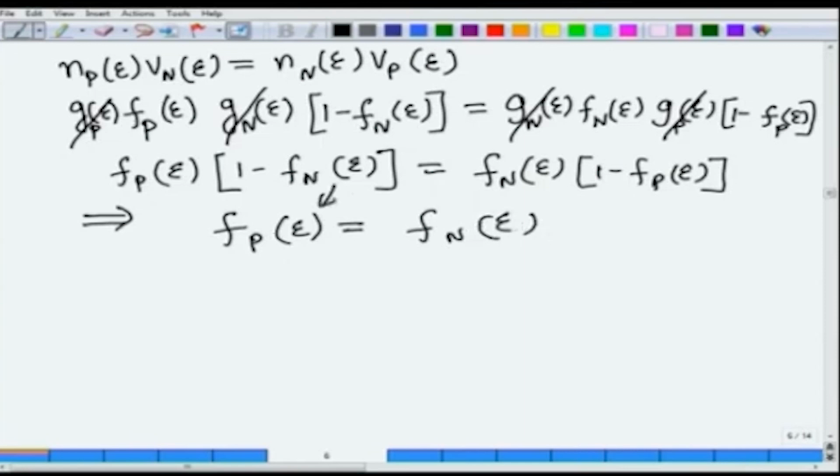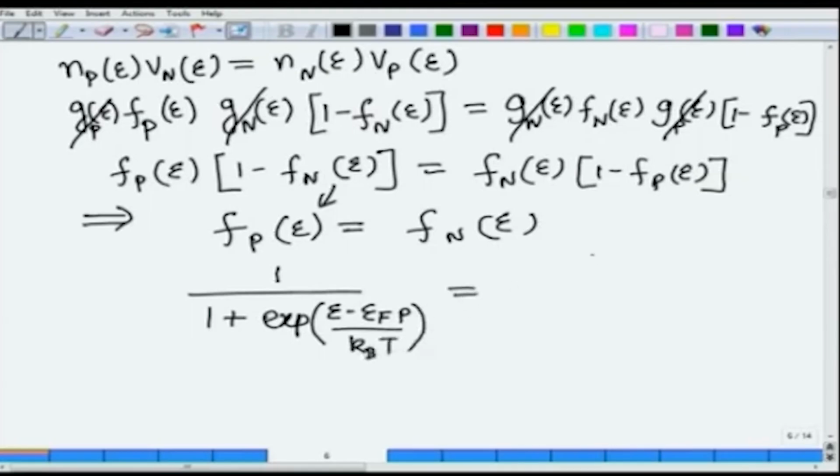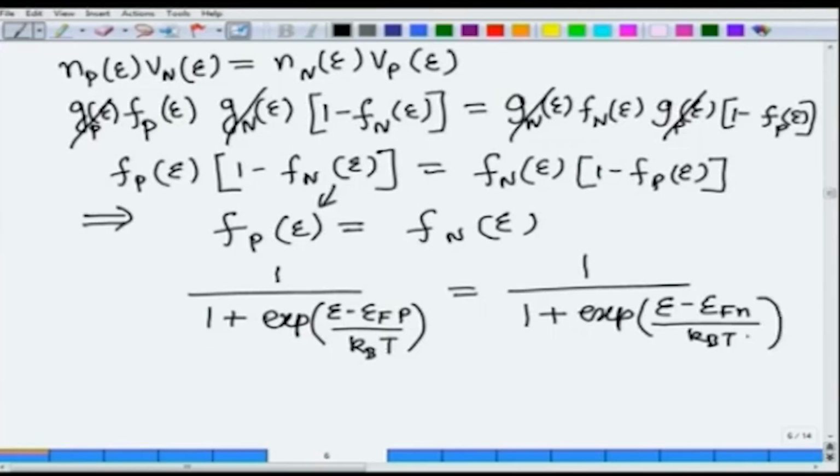From this you can derive this. What does that mean? We know how we can write this. The Fermi-Dirac function is written as 1 over 1 plus exp of (E minus E_F on the p side) by k_B T, and this should be equal to 1 over 1 plus exp of (E minus E_F on the n side) by k_B T.